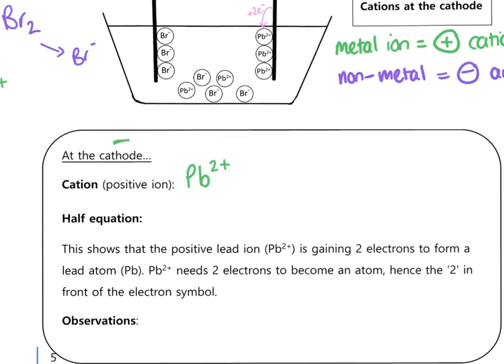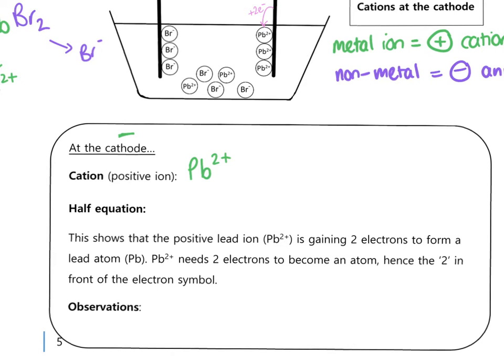This is reduction. So let's try and write this into a half equation. What we've got here is Pb2+, and then if you leave a little bit of space, and that is forming lead atoms Pb with no overall charge. How do we balance this? Well, we need to add electrons to one side of the equation.